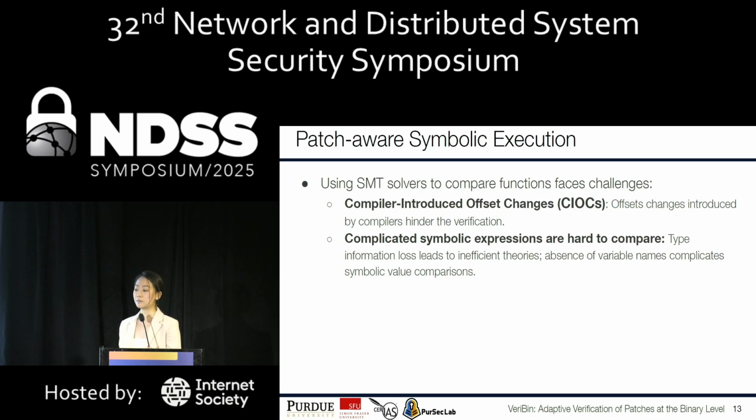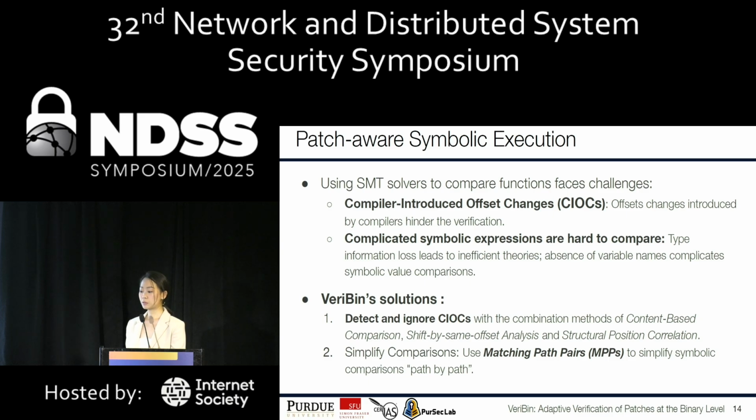Let's start with some challenges we faced when using SMT solvers to compare functions. We found that the compiler-introduced offset changes often hinder the verification. Also, the complicated symbolic expressions due to some information loss are hard to compare. To address this, we propose two solutions. We first detect and ignore those compiler-introduced offset changes using some combination of methods. We then simplify the symbolic comparisons in a path-by-path way using matching path pairs.